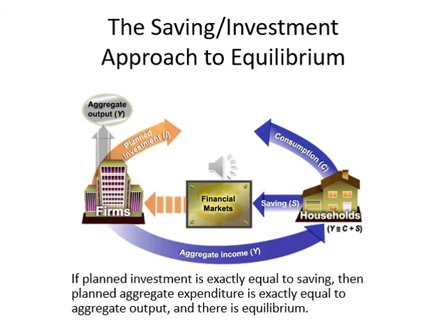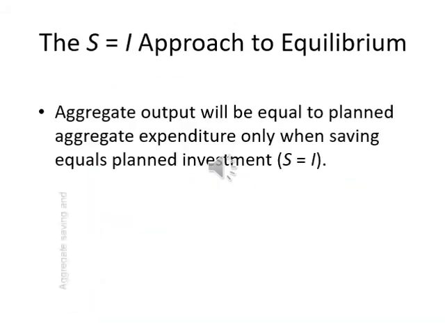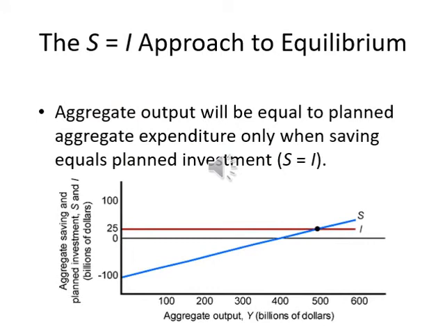The saving/investment approach to equilibrium. If planned investment is exactly equal to saving, then planned aggregate expenditure is exactly equal to aggregate output, and there is equilibrium. The S equals I approach to equilibrium. Aggregate output will be equal to planned aggregate expenditure only when saving equals planned investment, S equals I.